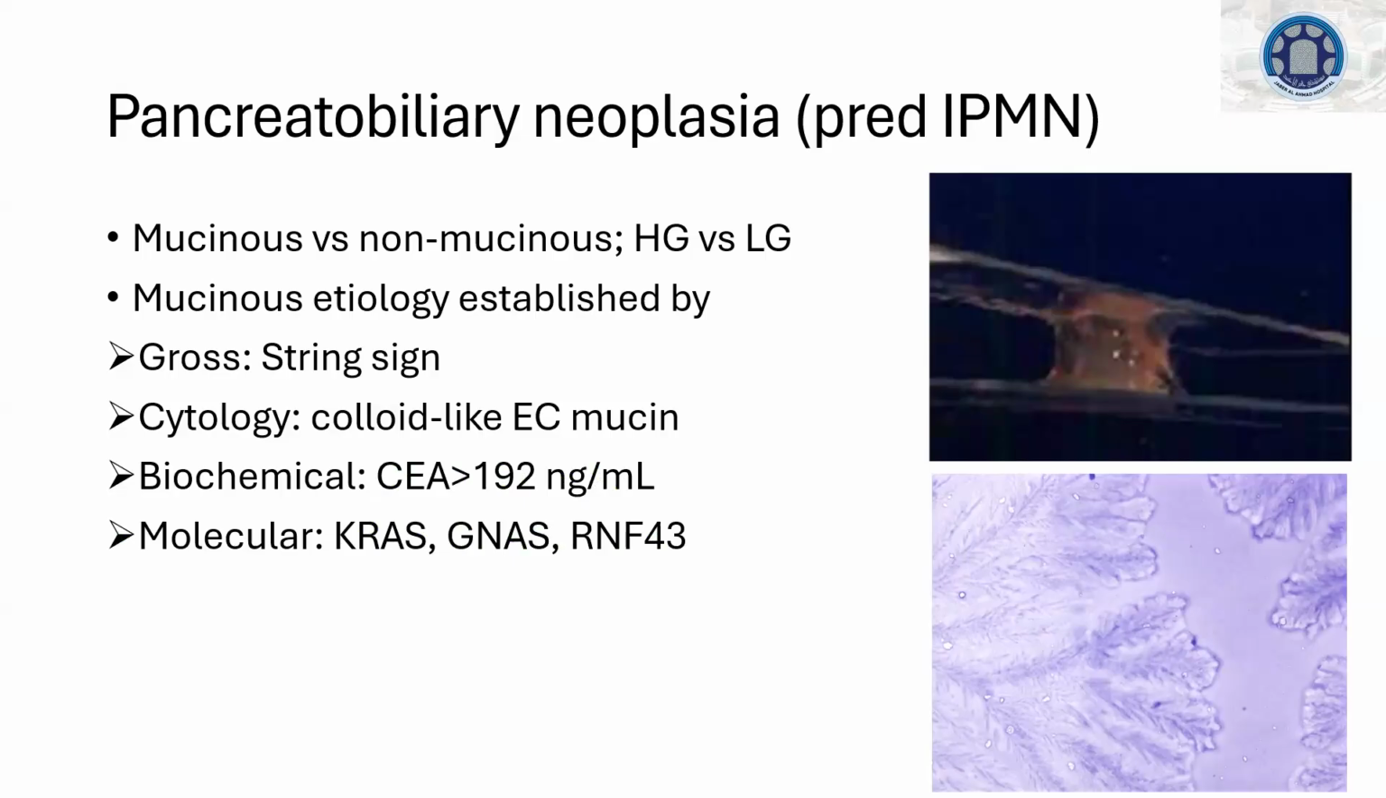So when you get a cystic neoplasm, the first thing to determine is whether it is serous or mucinous. Mucinous will be thick, colloid-like material, both on gross and on cytology. The next thing you have to determine is whether it is low risk or high risk, that is, low grade or high grade, by seeing the cytology. Next, you have to do a biochemical analysis and see whether the CEA is elevated. And then you have to do molecular testing.